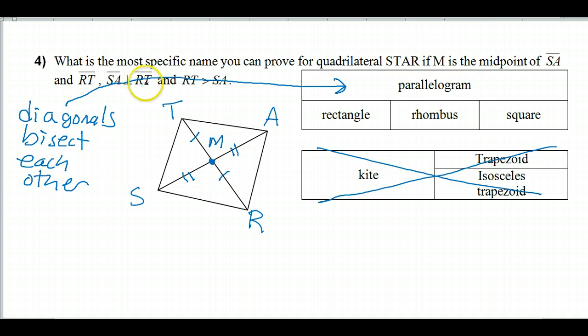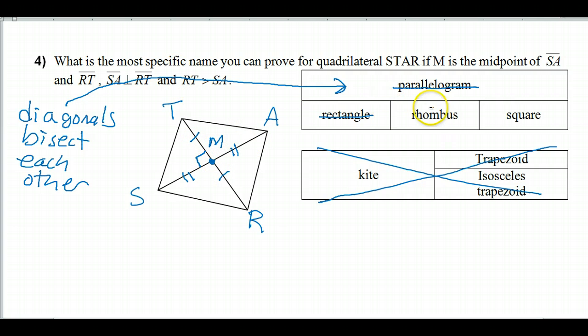SA is perpendicular to RT. Okay, so SA, RT, again, we are talking about the diagonals. The diagonals are perpendicular. Now, which of these parallelograms has diagonals that are perpendicular? Well, first of all, that's not true for every parallelogram, so we can get rid of that. And it's not true for a rectangle in general, so we can get rid of that. So we're down to either a rhombus or a square, because a rhombus will have perpendicular diagonals.